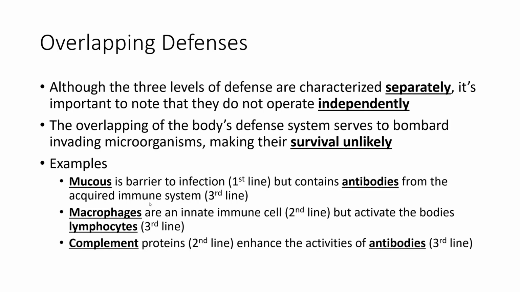And another one would be complement proteins. These are an example of the antimicrobial proteins. They play a role in enhancing the effect of antibodies. So complement proteins, antimicrobial, second line, enhance the activities of antibodies, third line. So those are just a few examples of how the body ultimately has its own characteristics in each line, but overlap to play a larger, broader role.